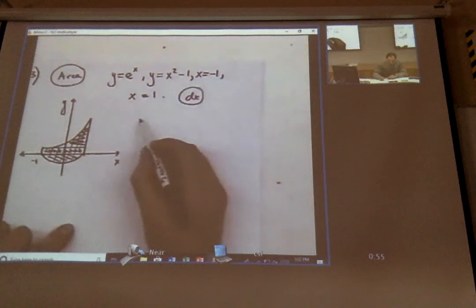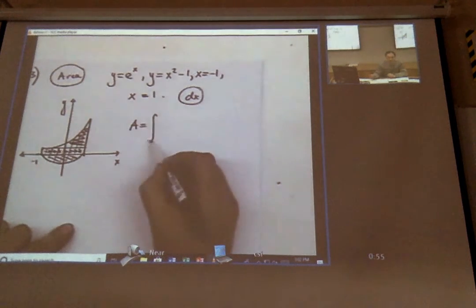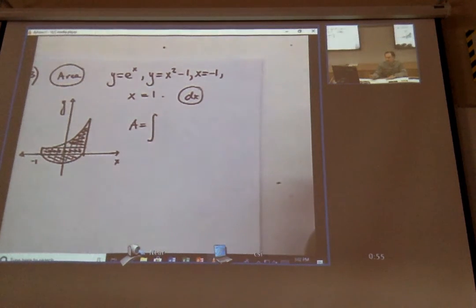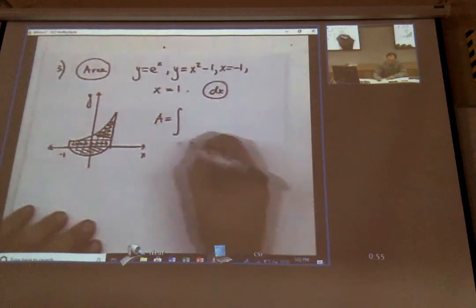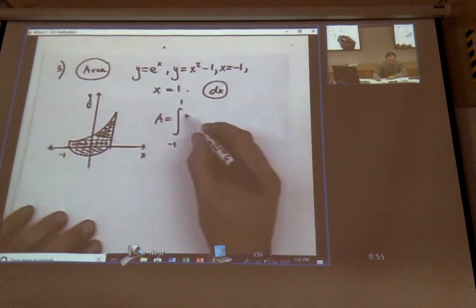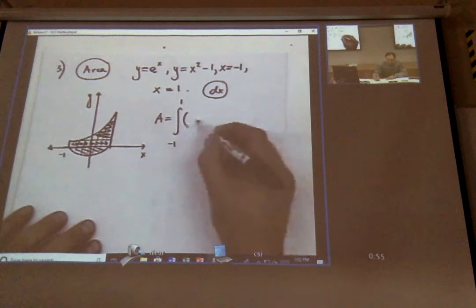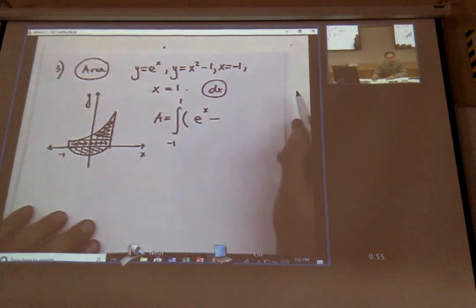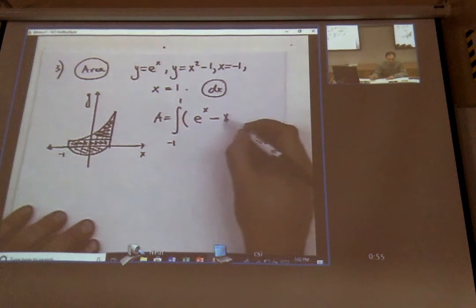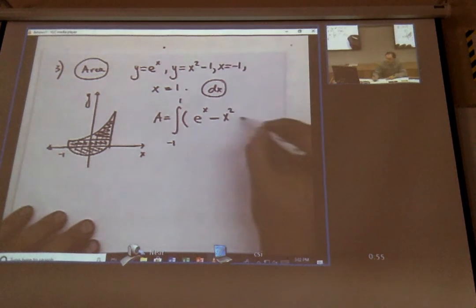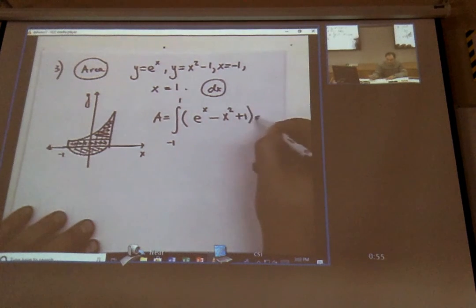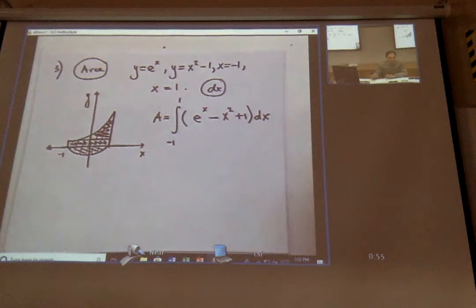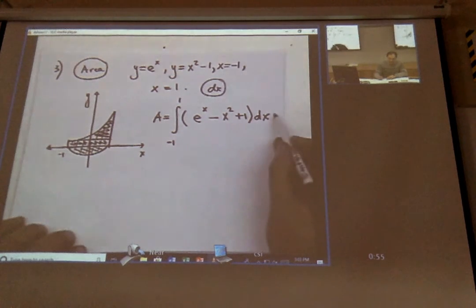So, area integral. From what to what? -1 to 1. The top one is what? E to x. And then we're going to subtract x squared minus 1. I will drop the parentheses. So this will be minus x squared plus 1, right? dx. You see how simple that goes compared with dy. So I have a flexibility here.